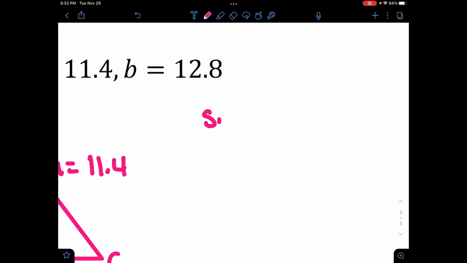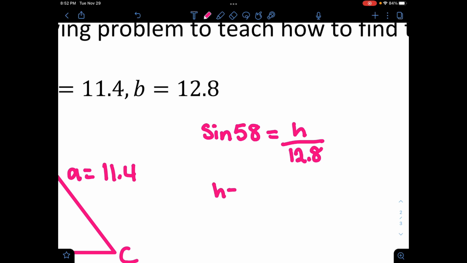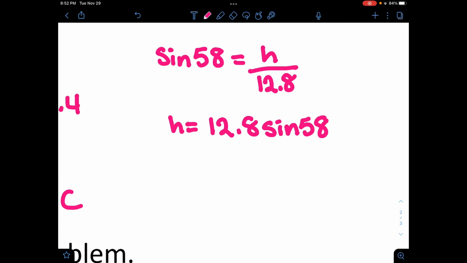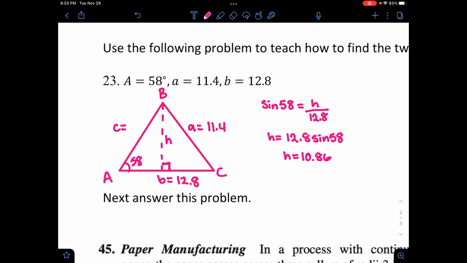So obviously it is sine 58 equals H over, which then we're going to be using B, so it's going to be 12.8. Then you're going to do some cross multiplying, so it's going to be H equals 12.8 times sine 58. If you plug that into your calculator, it is going to eventually equal 10.86.